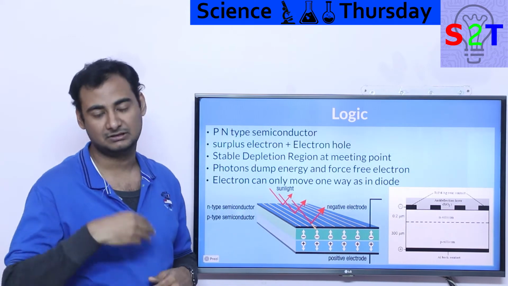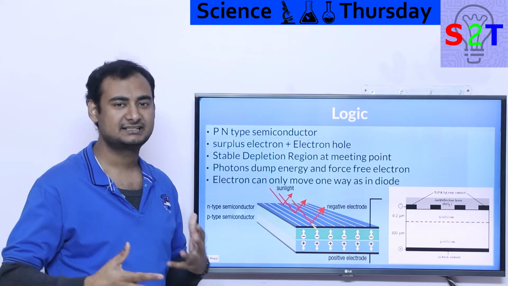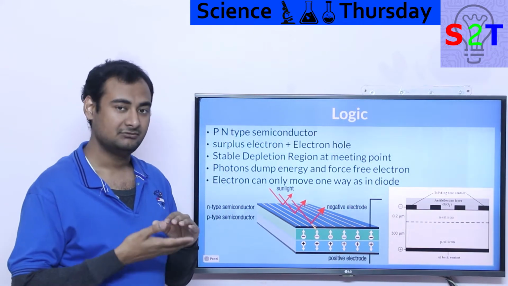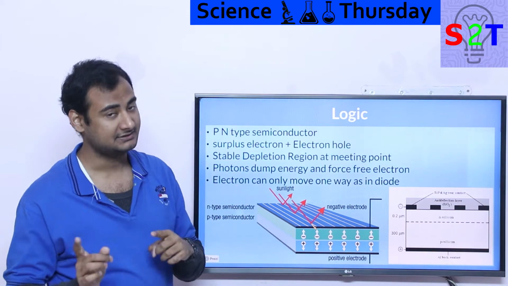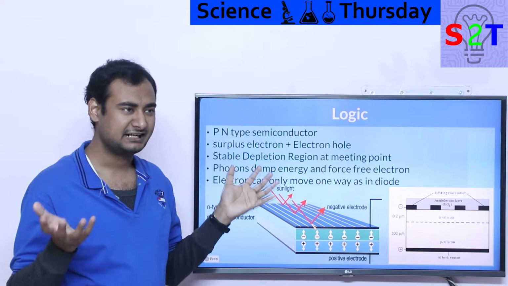Now that fancy stuff creates a scenario where it has surplus electrons. Basically it has more electrons. It's kind of like a charge kind of scenario. Then you create another layer which has the same silicon but doped with something else, and at that point in time it will have what we call electron holes. So it is in a kind of positive state.